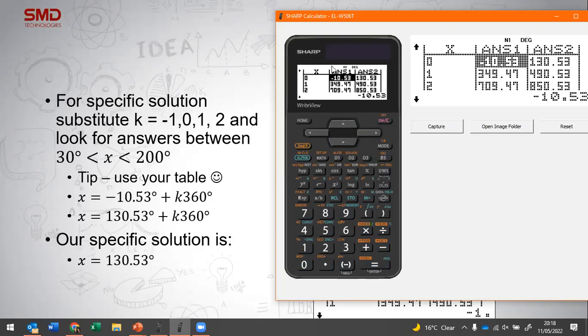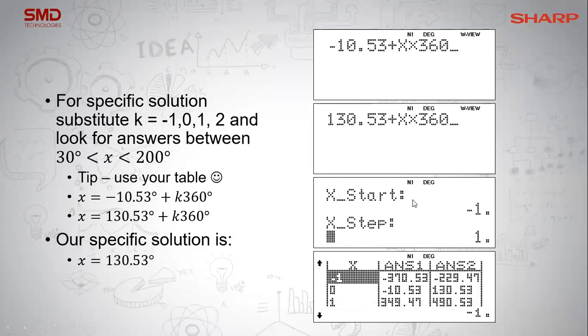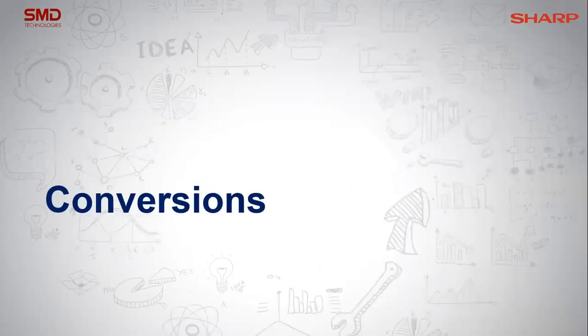If I look at my table, my first solution is negative 10, so that's not going to work. My next solution is 130.53, which is between 30 and 200. My next solution is 349, which is too big. So I can already see from my substitutions that the only specific solution available to us is that 130.53. So it's a really nice way to do the substitution without all of that extra confusion, and the ease with which students make mistakes when we talk about these substitutions.